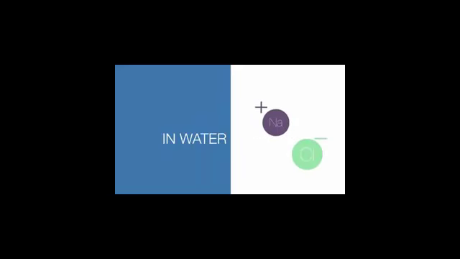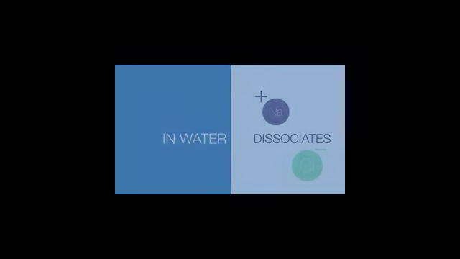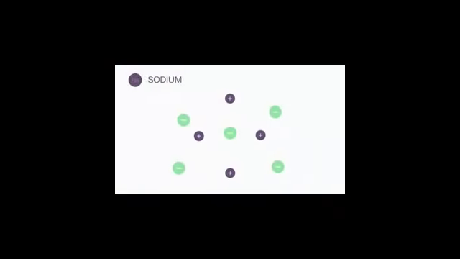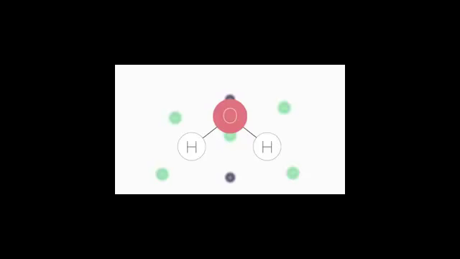In water, an ionic compound can dissociate into its ions. So when we dissolve sodium chloride, it will dissociate into sodium and chloride ions. These ions become stabilized in water due to the polar nature of water.